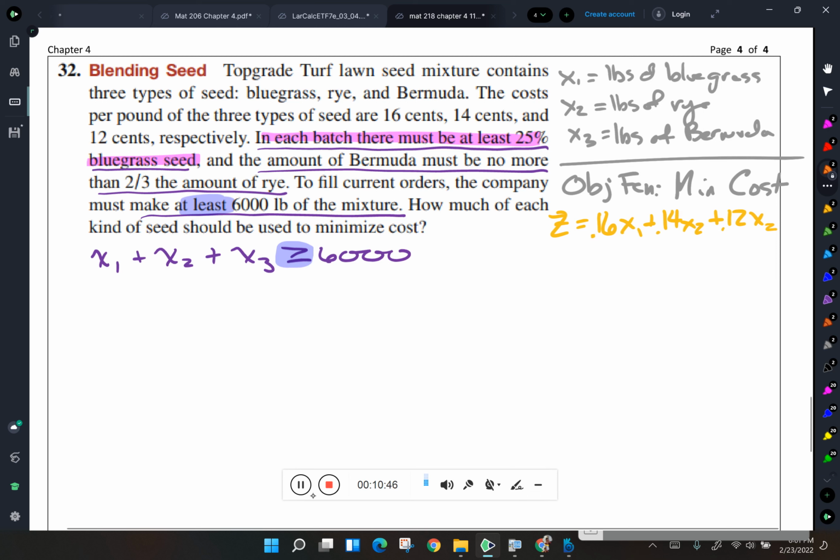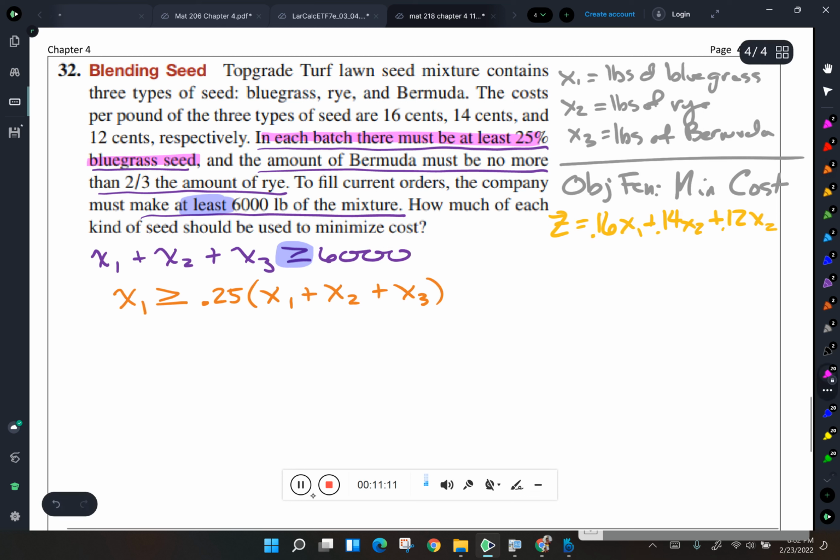So the bluegrass seed must be at least 25% of the total batch. Right. I'm just going to stop there for a second and make sure we're okay with this. We're going to talk about this again. That's the 25%, right? This is the total amount that we're going to make. And so 25% of that, the bluegrass must be at least. At least means greater than or equal to.